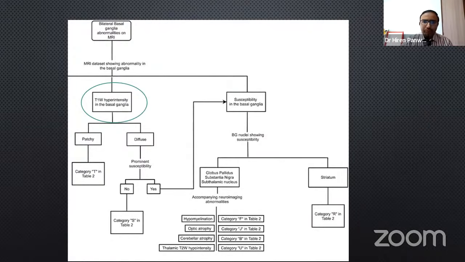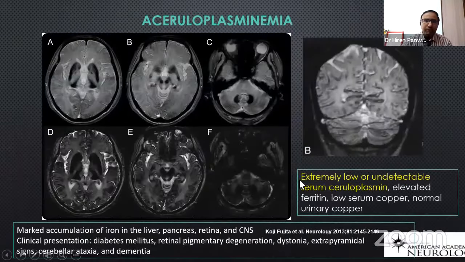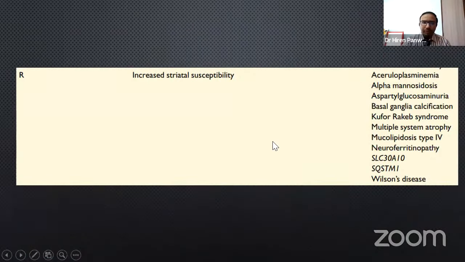So here is an example of basal ganglia hyperintensity which can predominantly affect the striatum, and is seen more in an adult age group, that is aceruloplasminemia. Here you will see extremely low or undetectable levels of ceruloplasmin and elevated ferritin, and iron is accumulated in specific structures in the corpus striatum and thalami. It can affect the cerebellar cortex and gray matter also. So when you see this kind of condition, you can raise the possibility of aceruloplasminemia, which is usually seen in the adult age group.